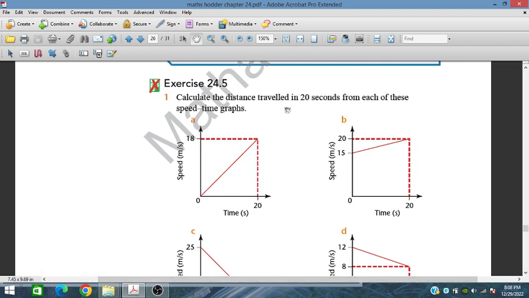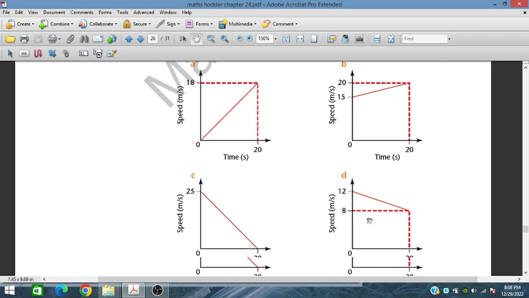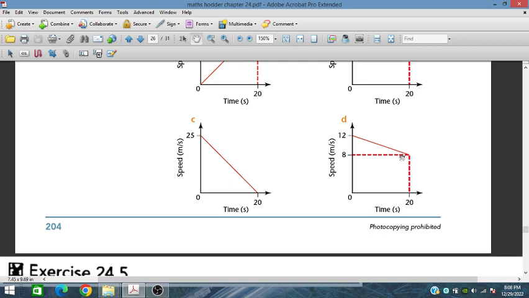Question 24.5. Calculate the distance traveled in 20 seconds for each of these speed-time graphs. In this graph, the speed is increasing and reaches 18 meters per second, and within this time we have to calculate the distance traveled. Similarly for this one, and for this, and similarly for this one.